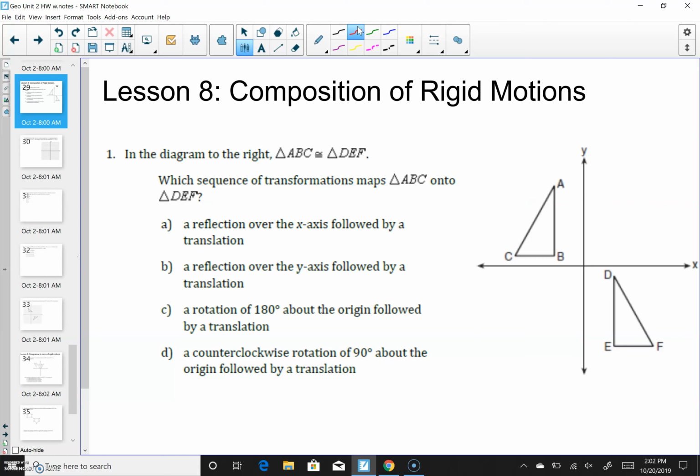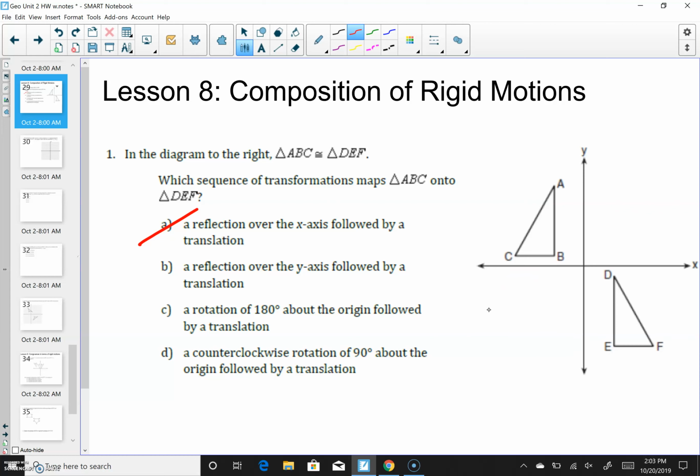So what we want to do is look at each choice individually, and let's see what happens. The first one says a reflection over the x-axis. Well, that would put the first triangle here. Now notice it's upside down compared to where it is to DEF, and then if we're just going to translate it over, it's still going to be stuck upside down, so we know that one's not it.